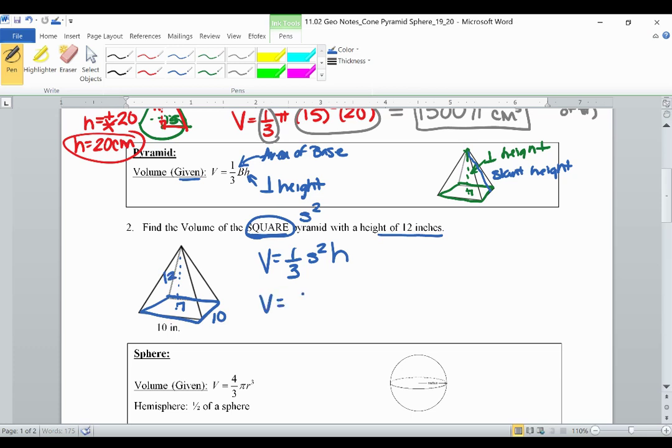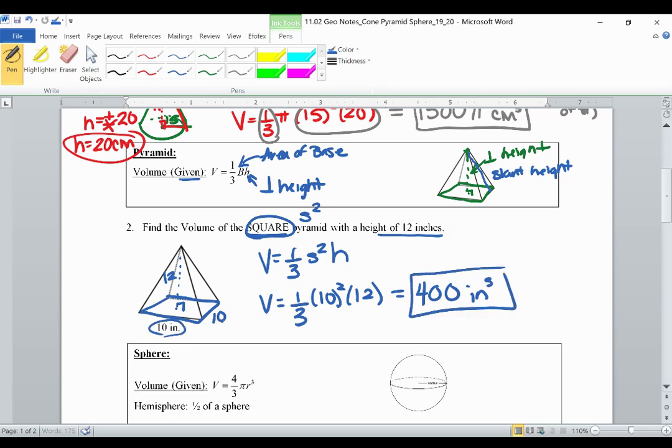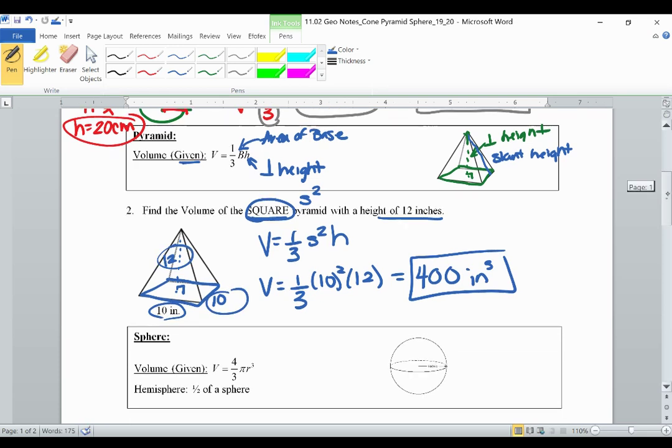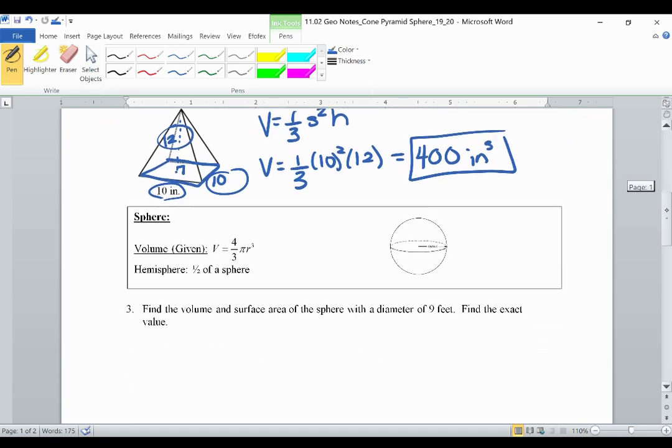So now substitute in. We know that each side of the square is 10, so that's 10 squared times 12. Type that right into your calculator. Gives you 400, and this is volume again, so it's inches cubed, because you have the 10 inches times 10 inches times 12 inches. That's 3 inches you're multiplying together, so cubic inches.